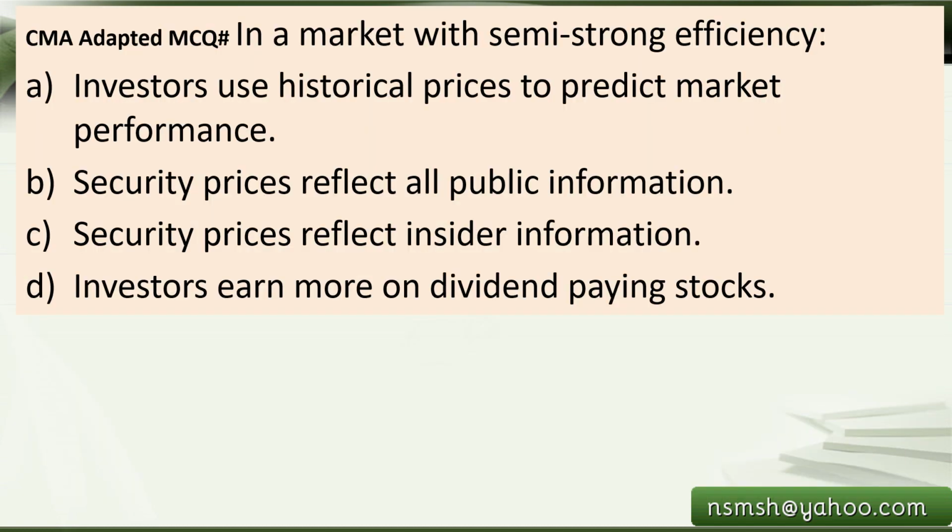Let's see this CMA adapted question. In a market with semi-strong efficiency, so we should understand what semi-strong efficiency is. Before that, let's read the full question. In a market with semi-strong efficiency, option A, investors use historical prices to predict market performance; option B, security prices reflect all public information; option C, security prices reflect insider information; option D, investors earn more on dividend paying stocks.